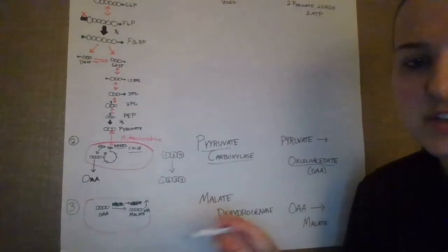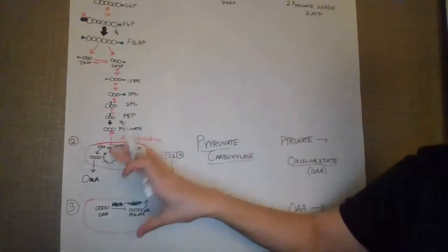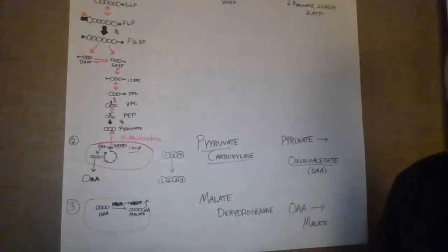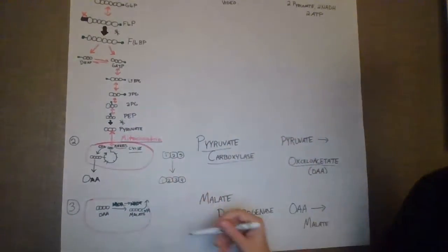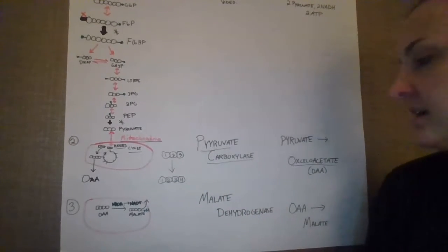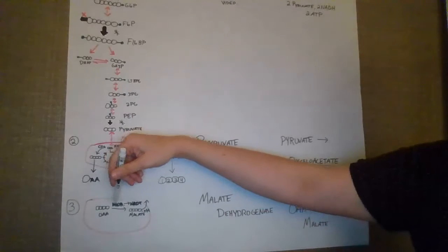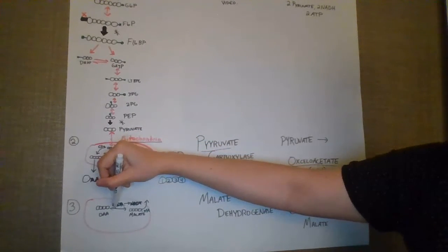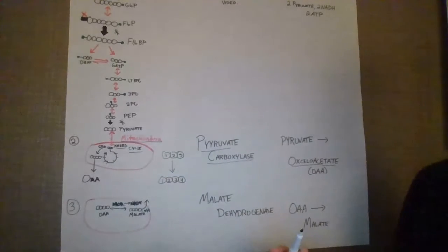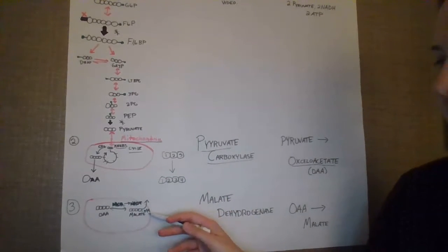So next, once we've actually created that, and again, this is happening in the mitochondria, glycolysis is in the cytoplasm. This step right here happens in the mitochondria, all right? So the next step, what we're going to do is that oxaloacetate or OAA can actually undergo a reversible reaction with another chemical called malate. And the reason why is because they are so chemically similar. The only difference between them is a hydrogen.